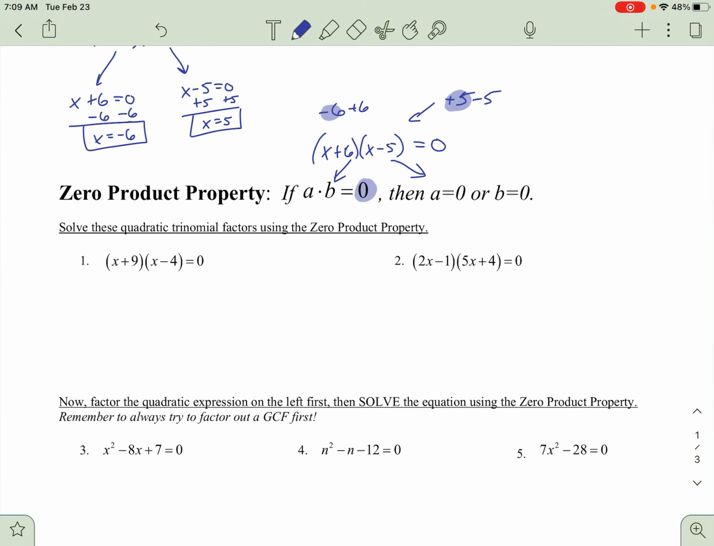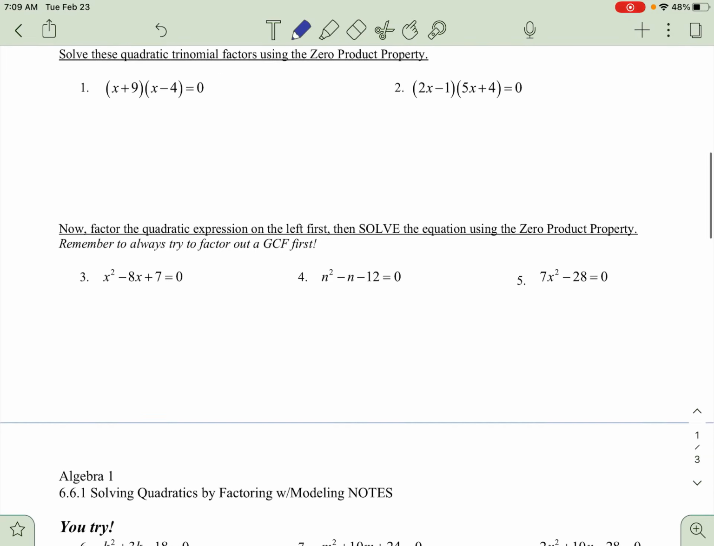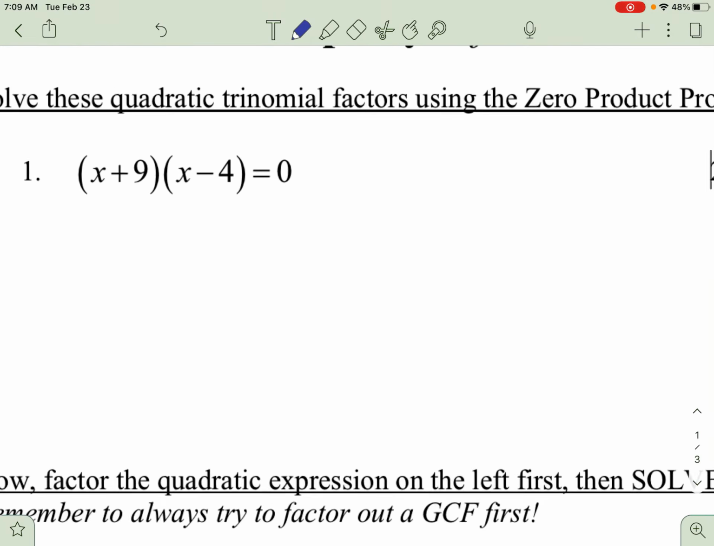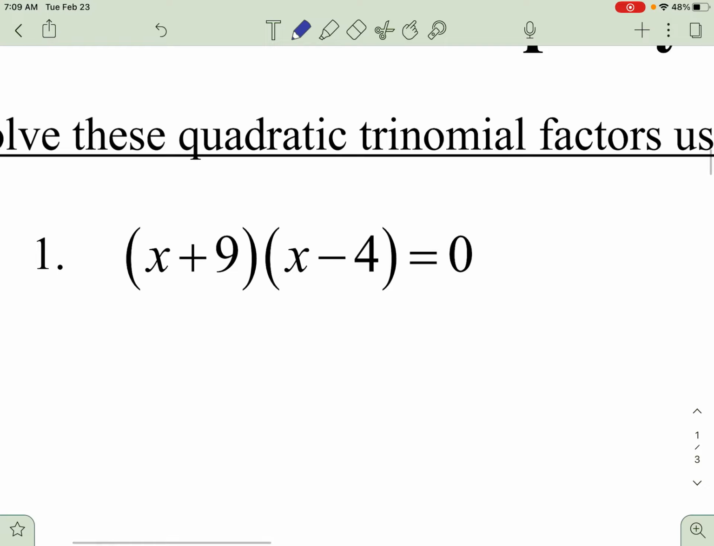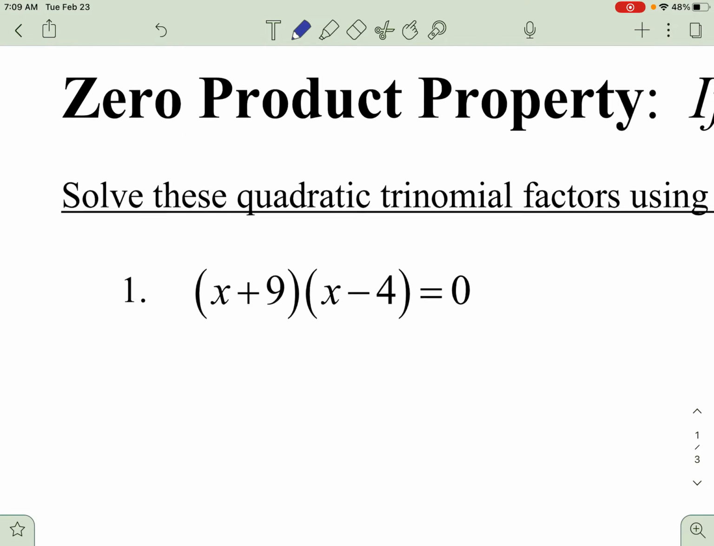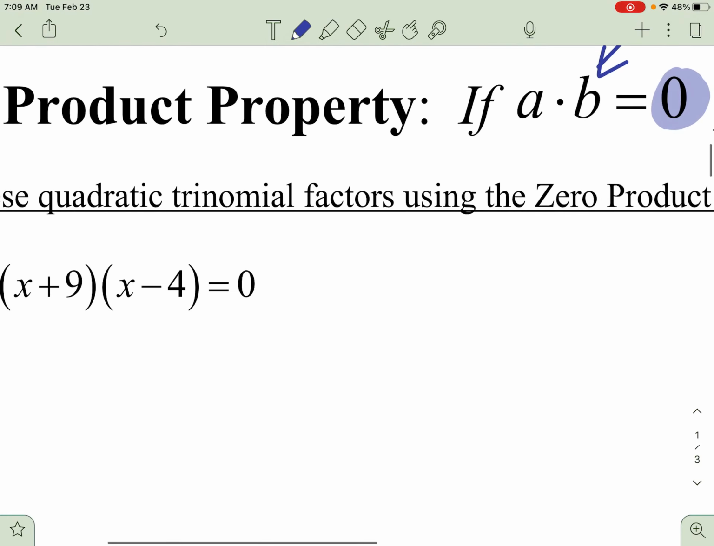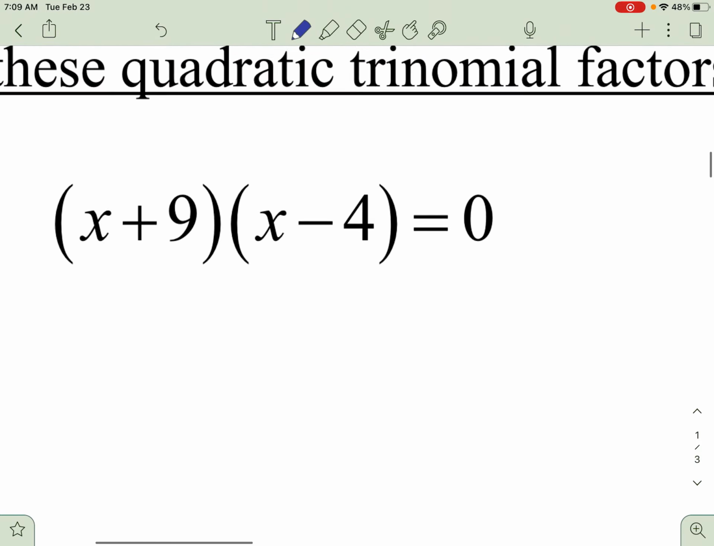Okay, so let's go ahead and start just solving some examples here. Then we're going to factor and solve, right? So the first example, we have x plus 9, x minus 4. It's already been factored for us. It wants us to solve it using the zero product property.